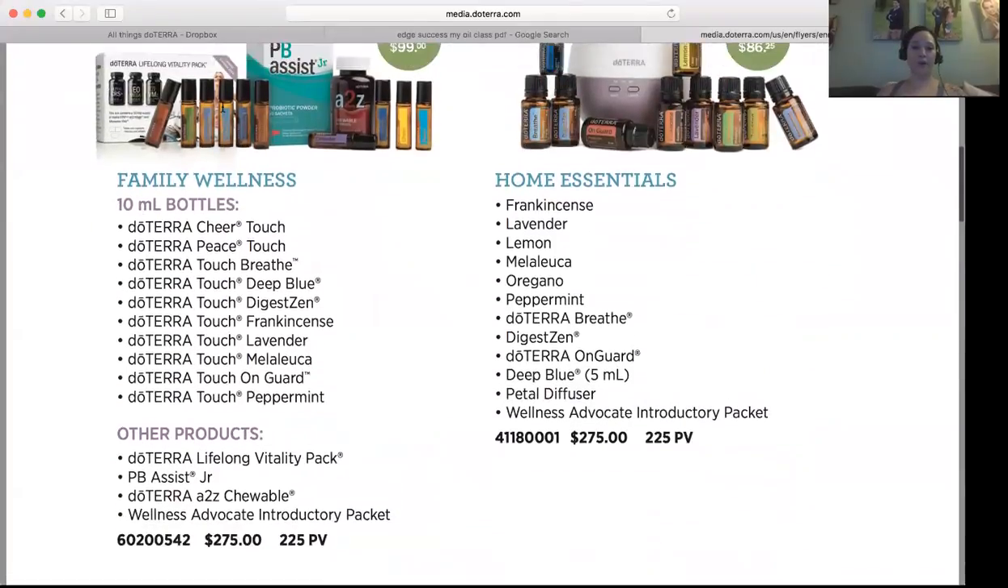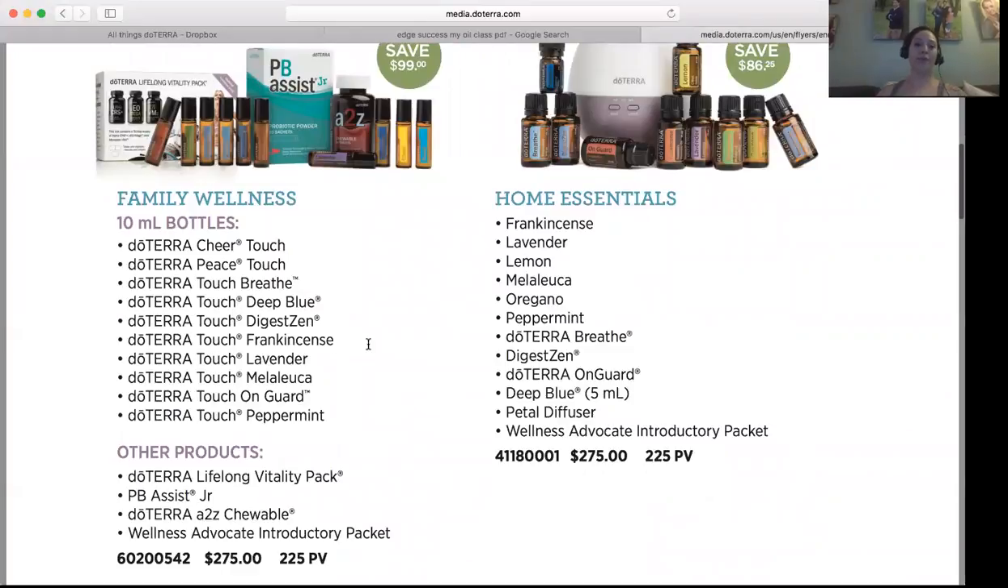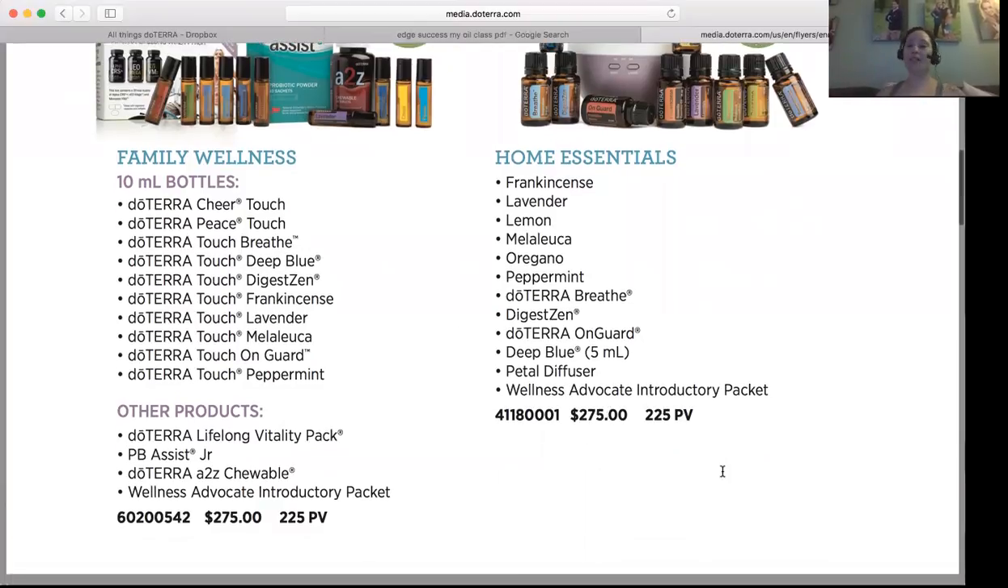You have your Family Wellness Kit, which is so great for people who have kids. And all these little roller bottles are pre-diluted, so you don't have to do anything. You get your kids' vitamins, your probiotic for your kids, which, believe it or not, us adults love it. And then you have your Lifelong Vitality Packs. This is a great kit for a family, and a lot of times I'll have people get the Home Essentials kit and the Family Wellness kit because they want something for themselves and their kids, and they want that diffuser. So that's important to say because it plants a seed in their head of what they could do.